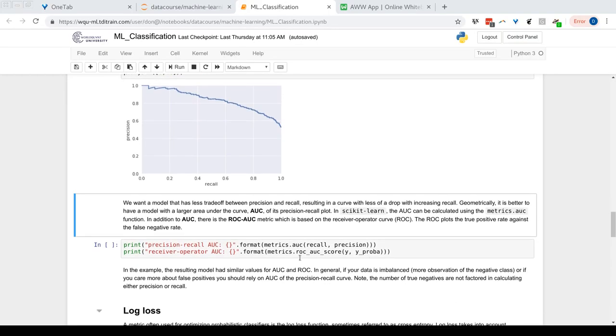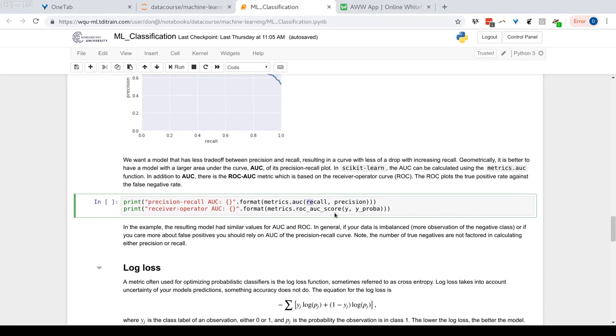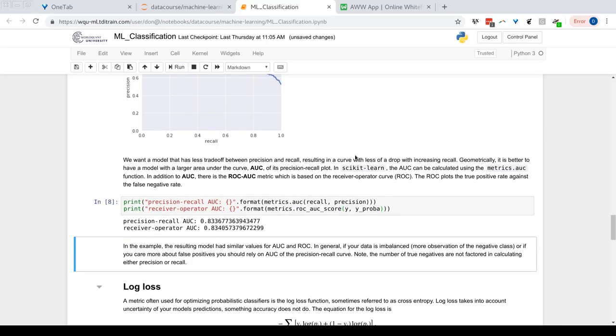So we can play around with these two metrics. We have functions for them. One accepts the recall and precision. The other one, you can pass your predicted values and the true values. So let's go ahead and print out these two metrics for area under the curve.